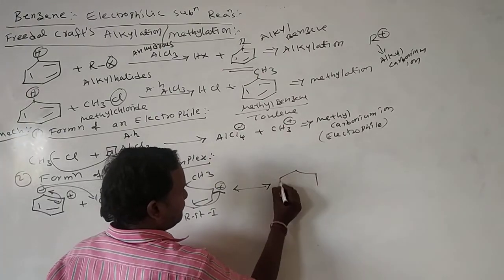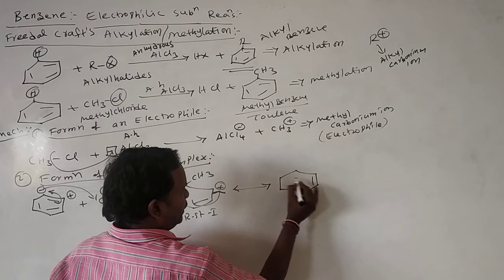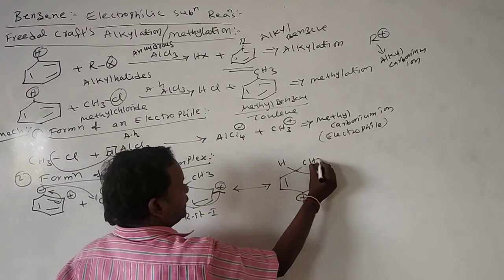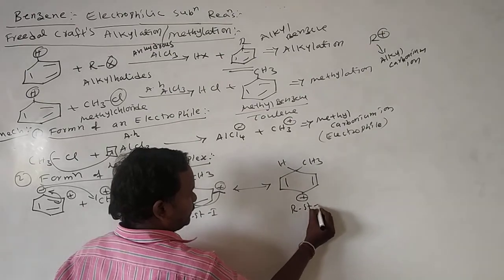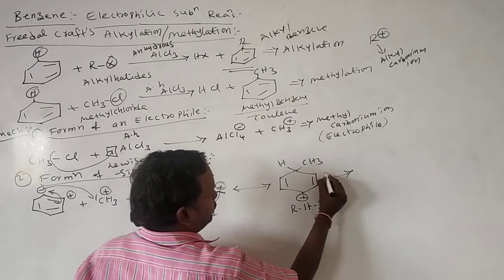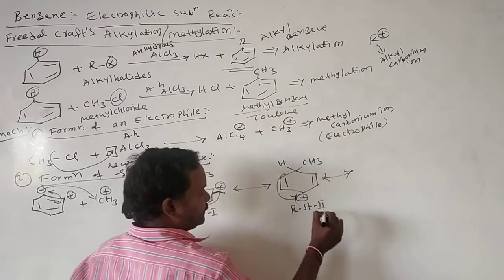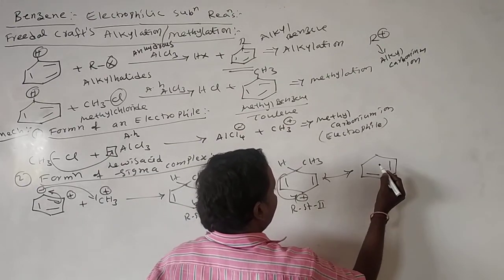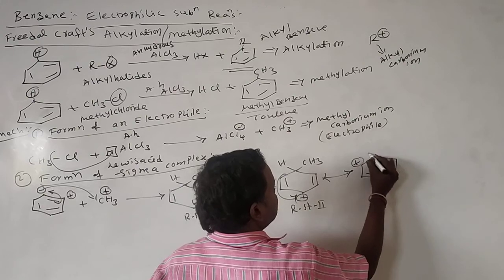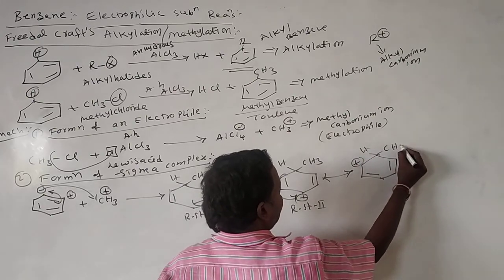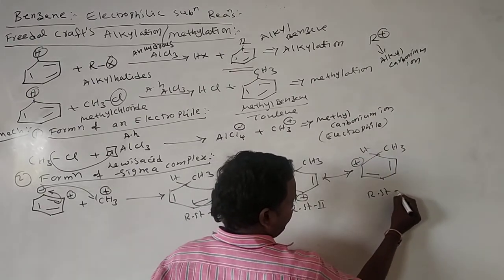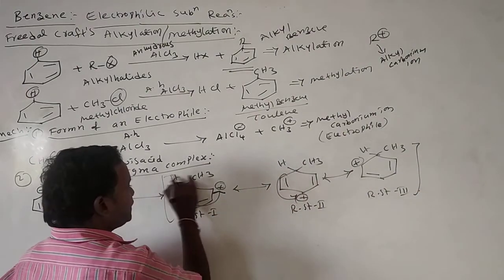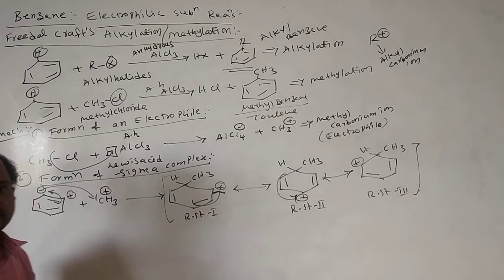What happened? A bond, a positive charge here, H here, CH3 here. Resonance structure 2. It is involved in resonance again: bond here, positive charge, H, CH3. This is resonance structure 3. These mixtures we call the sigma complex.